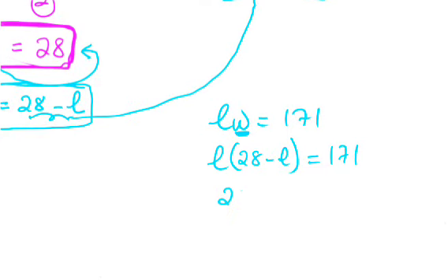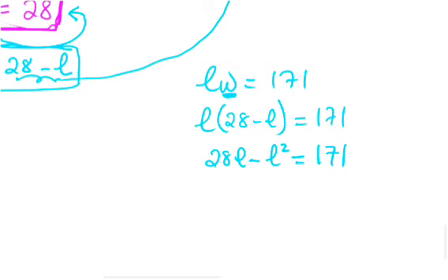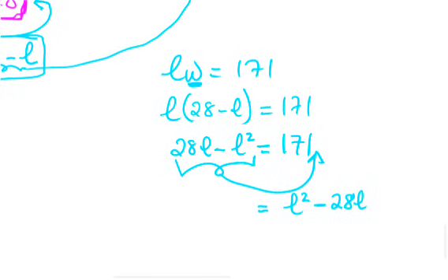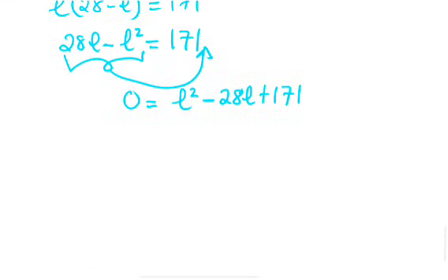So we have 28L minus L squared is equal to 171. Now we move everything to one side: L squared becomes positive, 28L becomes negative, and we have L squared minus 28L plus 171 equals 0. Now we can solve this using the quadratic formula, completing the square, as well as factorization. The method we pick is factorization.